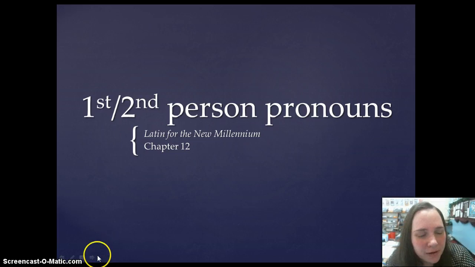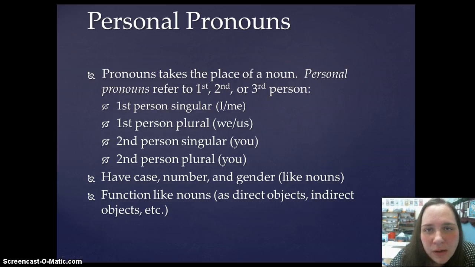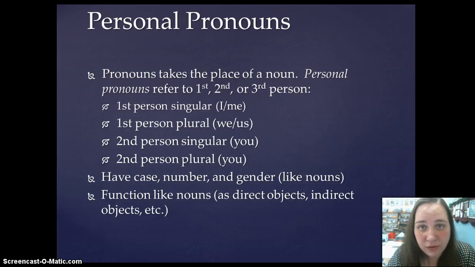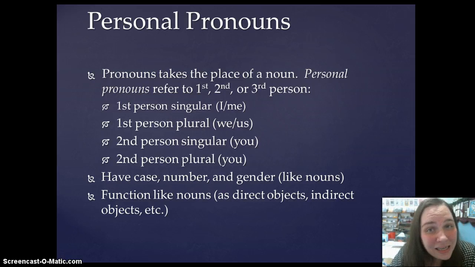Since this is a new part of speech that we're tackling, let me just set the parameters for you. A pronoun is a part of speech, and pronouns take the place of nouns, okay? So instead of saying, "I go to the car, I get into the car, then the car goes away," you can say, "I go to the car, I get in it, it drives me away."